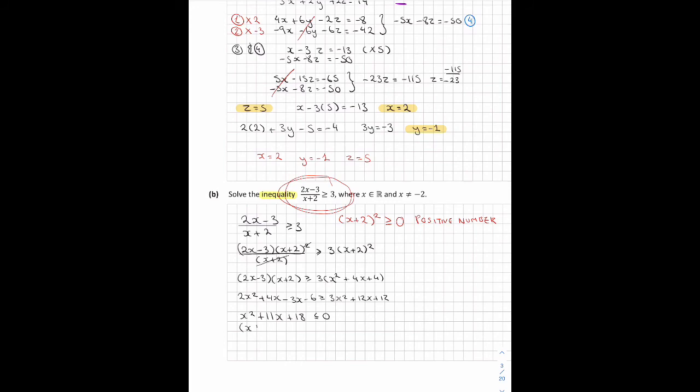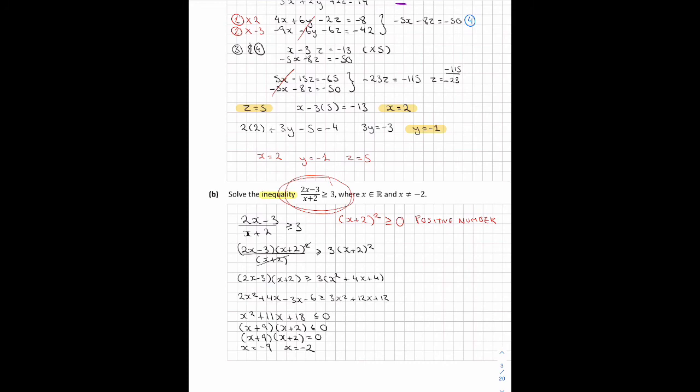That gives us (x plus 9) times (x plus 2) is less than or equal to 0. The next bit might not seem obvious: we solve for the critical values. These form our final inequality, which is our final answer. How we do that is we literally just write it as an equation. So we do (x plus 9) times (x plus 2) is equal to 0, which gives us x is equal to minus 9 and x is equal to minus 2.